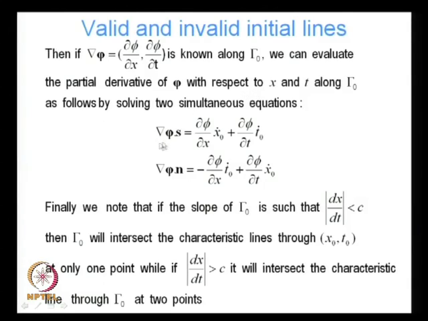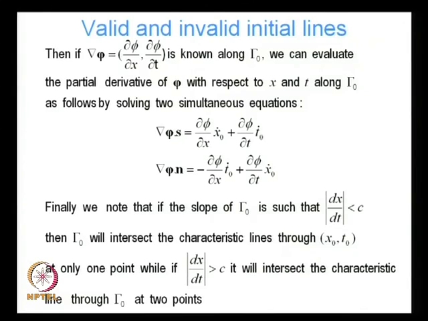So, those are those two quantities, right. If I know the gradient, I can find out my partial derivatives with respect to phi and t. That explains why I need to know not only phi along my line gamma 0, I also need to know the gradient along gamma 0, because in order to evaluate my partial derivatives, I need that information.